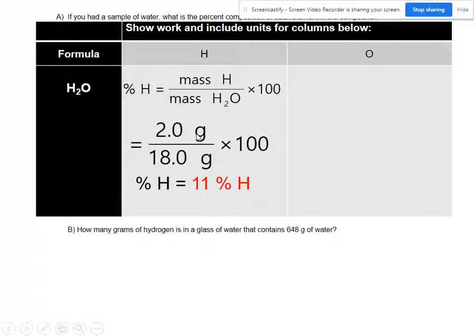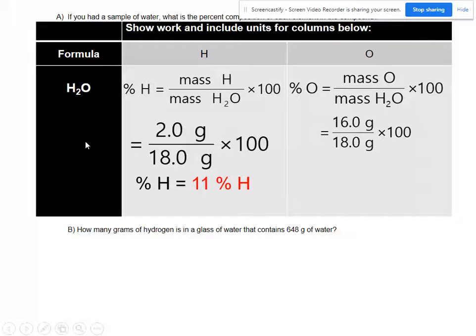Why is it just 2 sig figs? Because there's 2 here, 3 here, unlimited. For the O, same thing. I'm going to take the mass of oxygen. There's only one O. 16.0 divided by 18.0 times 100. That gives me 88.9% O. Put the unit, put the substance. Why does it have 3 sig figs? 3 sig figs here, 3 here, unlimited.